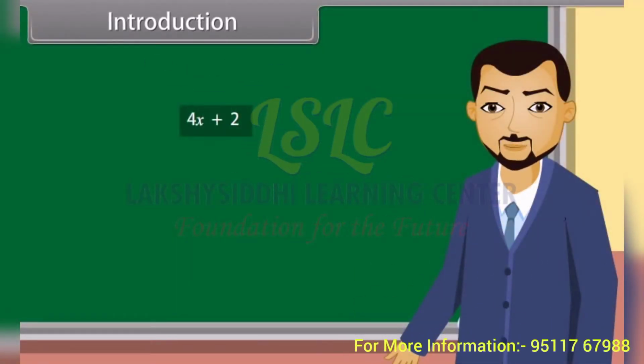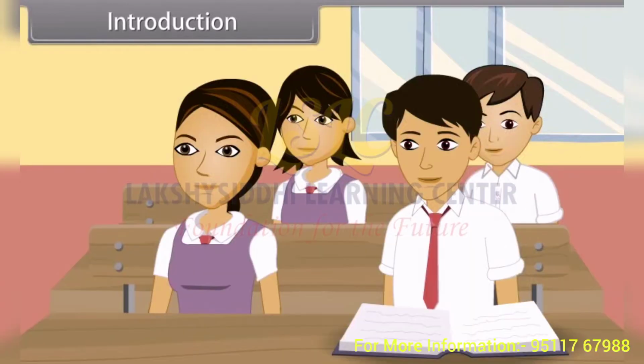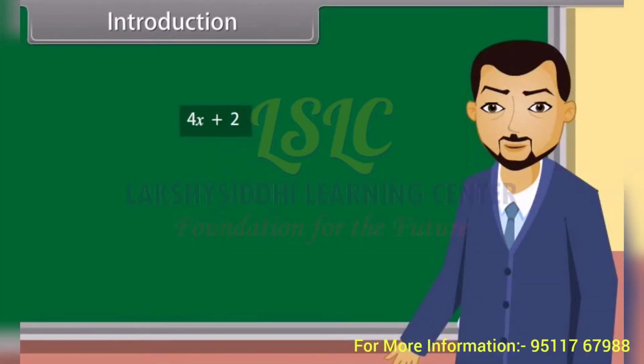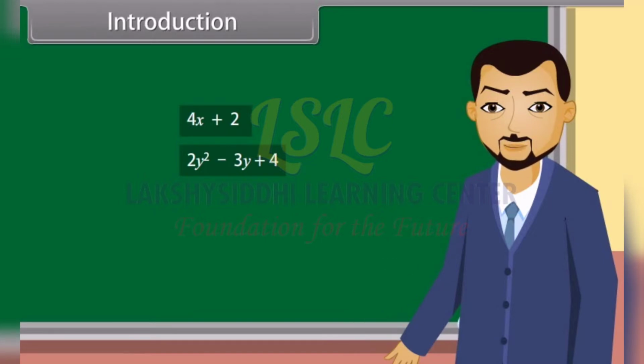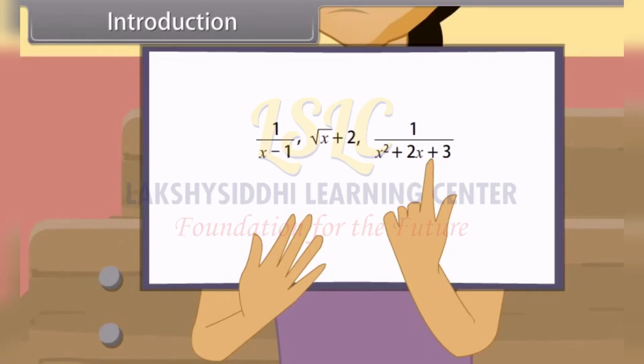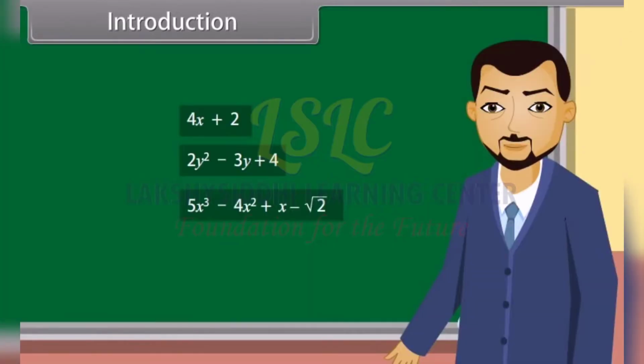Students, look at this polynomial. What can you say about this? This is a polynomial in the variable x of degree. You are right. Similarly, 2y square minus 3y plus 4 is a polynomial in the variable y of degree 2. And 5x cube minus 4x square plus x minus square root 2 is a polynomial in the variable x of degree 3. Teacher, is this expression a polynomial? No, none of these expressions is a polynomial. Today we will learn about polynomials in detail.